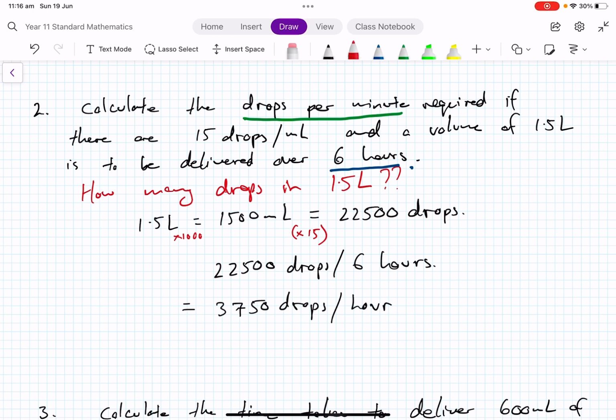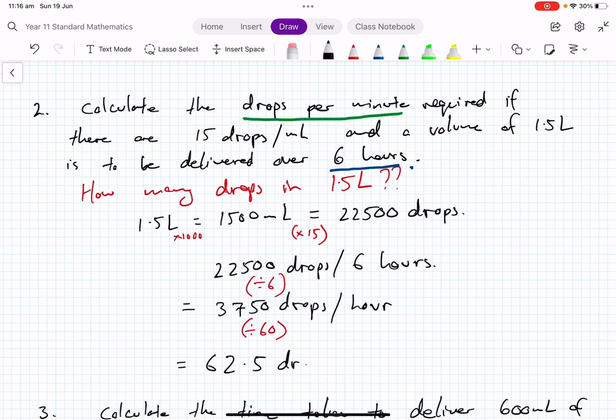Now, dividing by 6 because I've got 6 hours. Now I want to know how many drops I need. You're giving it regularly, so we divide by 6 and you get that in 1 hour. Now, how many do I give per minute? Well, 1 hour has how many minutes? 60 minutes. So we divide that by 60 because there are 60 minutes in 1 hour.